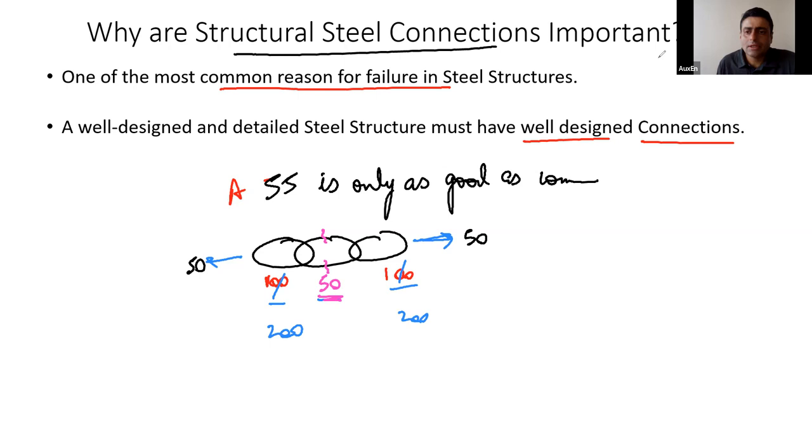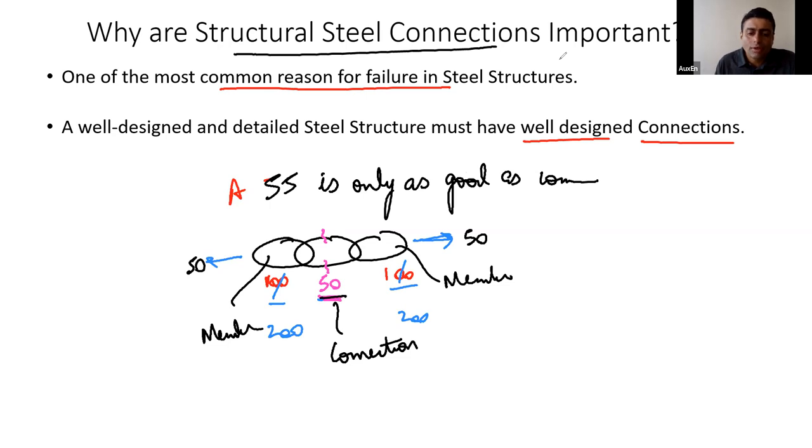So what I want to tell you is that assume this is your member and this is your member. Now, let's say your member was quite well designed. You had followed all the steps. You had followed all the analysis processes. You had followed all the codal provisions, and you had provided a well-designed member, but your connection was not properly designed. So where will the failure happen? So failure happens at the connection level. Is it understood? I hope, yeah, this is simple. So failure will happen at the connection level.